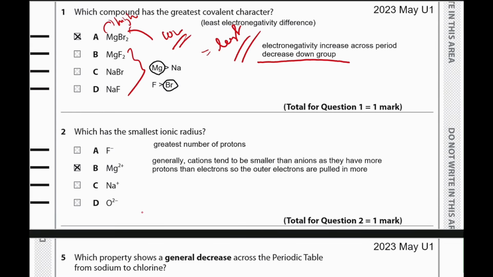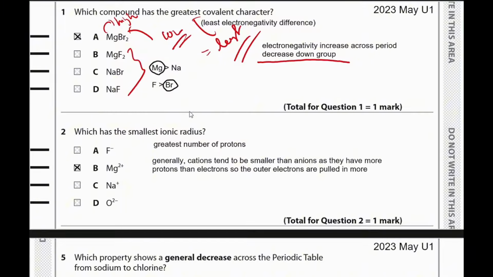So since it has the least electronegativity difference, obviously it's going to have the greatest covalent character. And vice versa, if the electronegativity difference is high, then it's going to have the lowest covalent character, or in other words, higher ionic character.